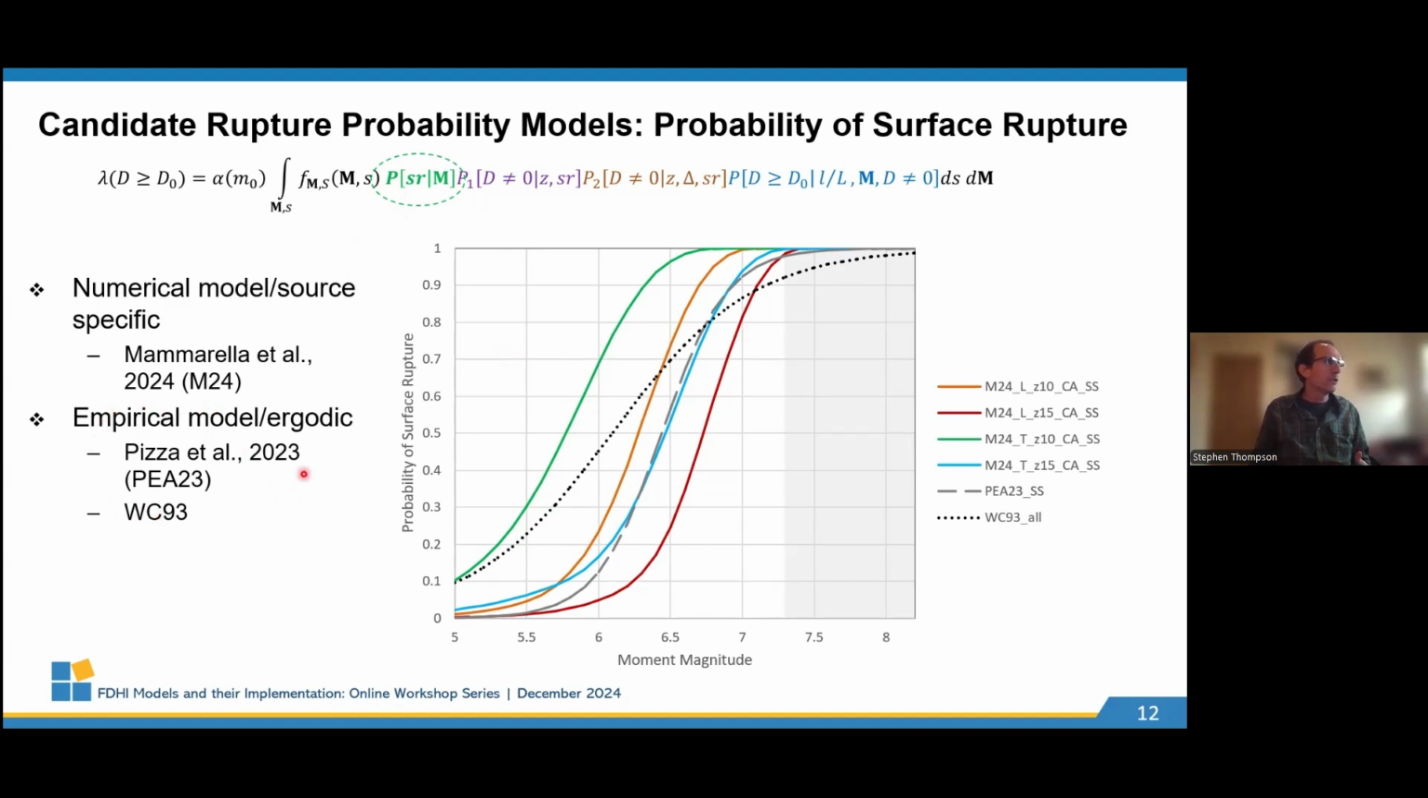One is the more familiar empirical model or ergodic approach with Wells and Coppersmith 93. Also, there are candidate models from Pizza et al., the 2023 study. And what Lisa and colleagues have introduced is an opportunity to do some source-specific numerical implementations. And so this shows some of the candidate models that we have.